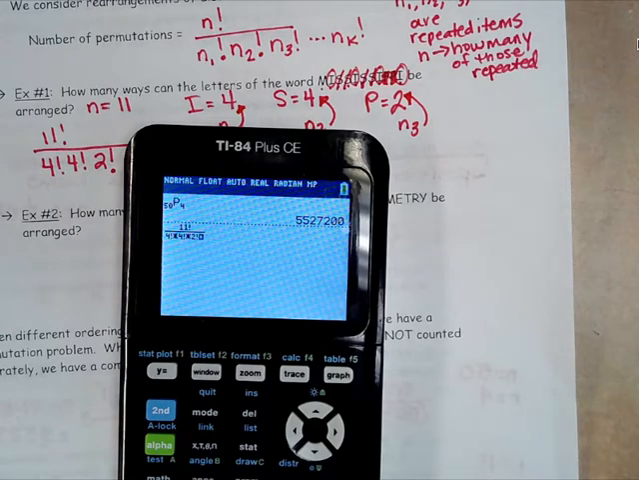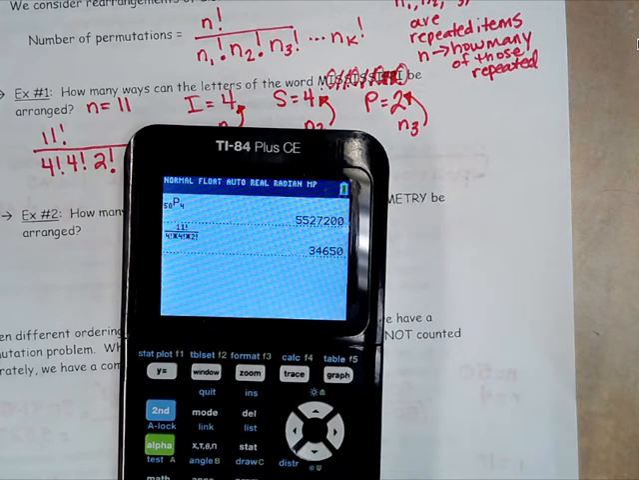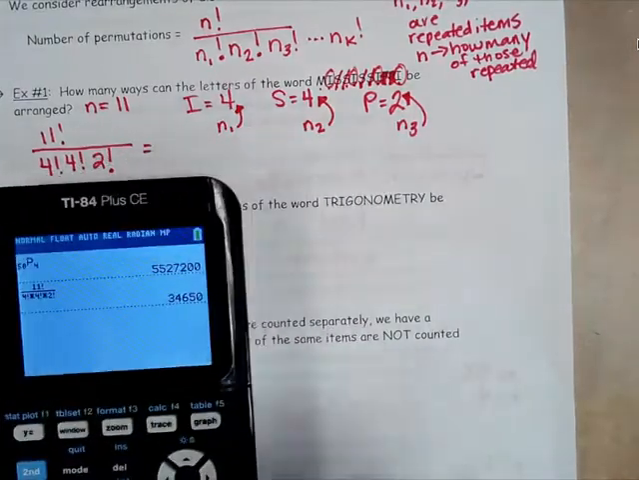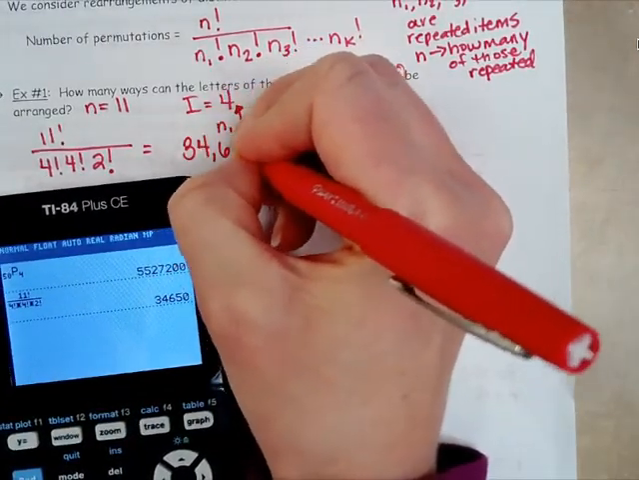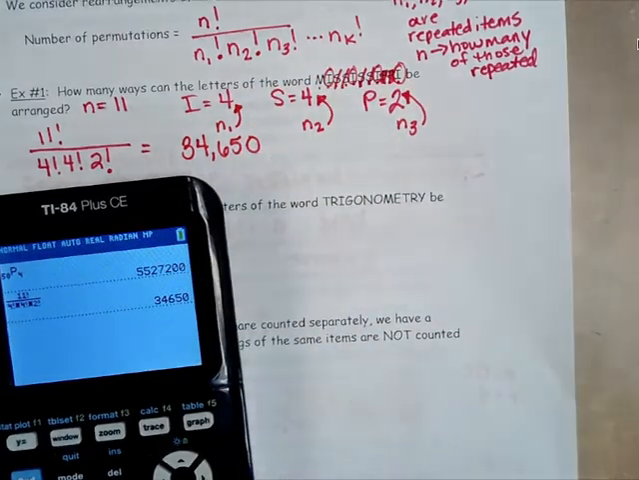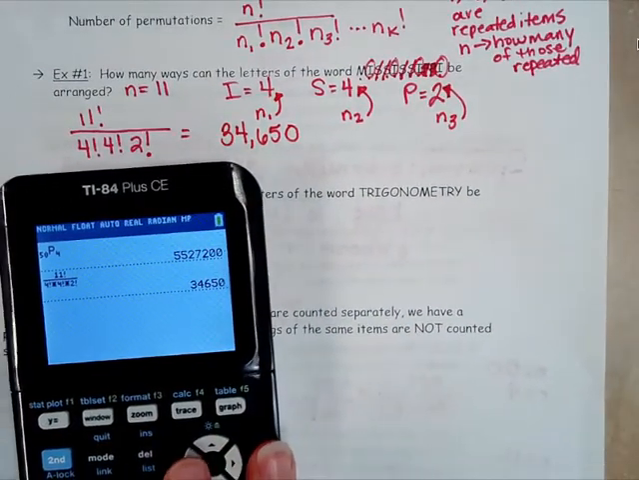The reason why we divide by those is because they're repeats. They're not unique. So you can take out several different sequences because they'd be the exact same, because you're using I four times. That's why you're able to divide those out, which makes you have fewer arrangements. Still a lot of arrangements, though. 34,650 different arrangements or sequences of those letters.